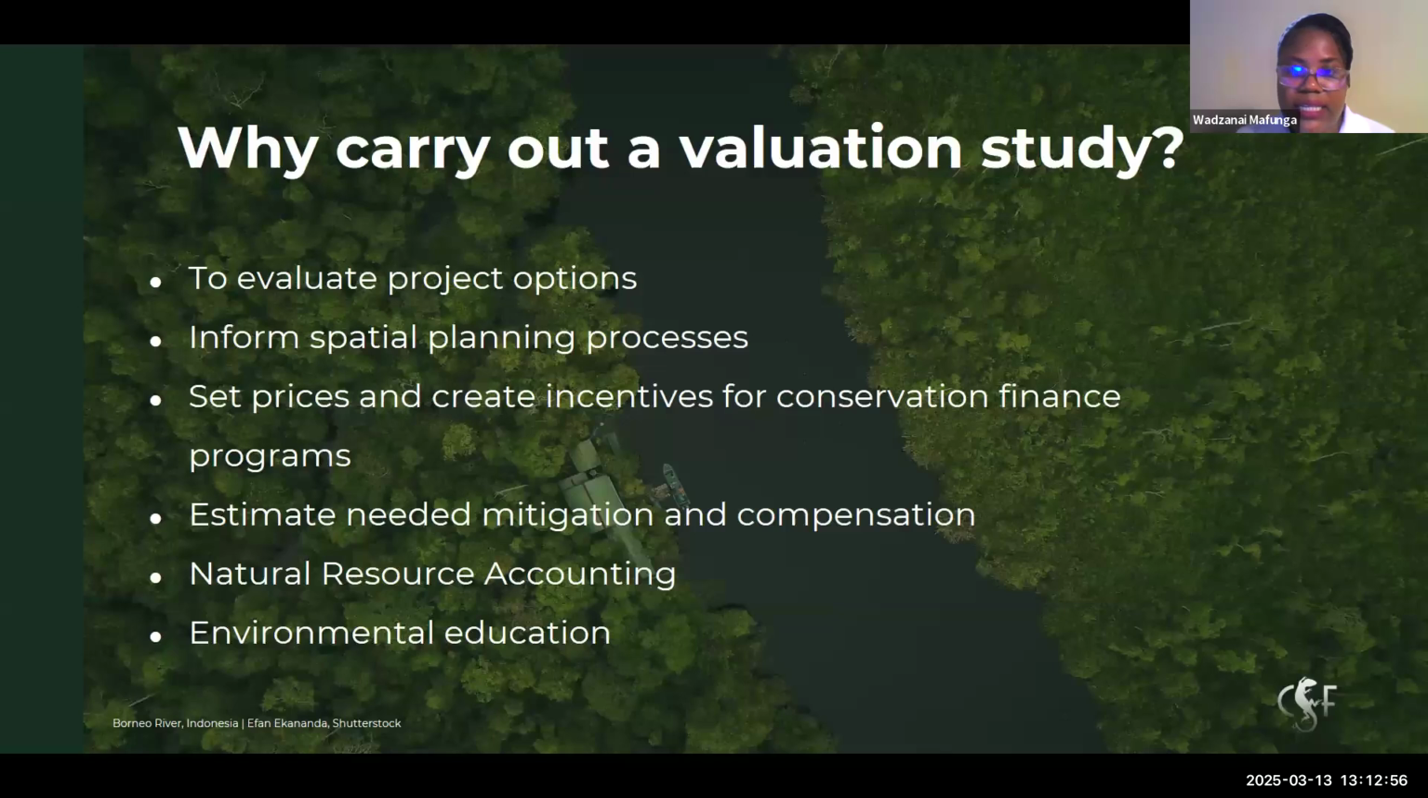We need to understand that without environmental valuation, ecosystems are often undervalued. They can be overexploited or ignored in policy decisions. So by quantifying their benefits, we make their contribution visible and ensure that they're factored into economic and development planning. Next slide, please, Sam.